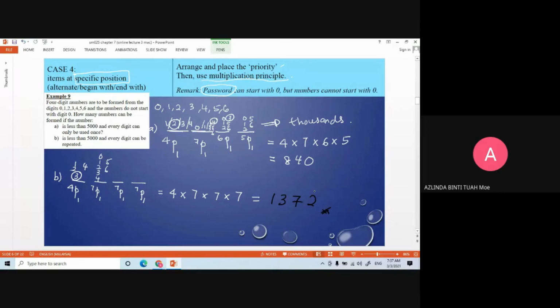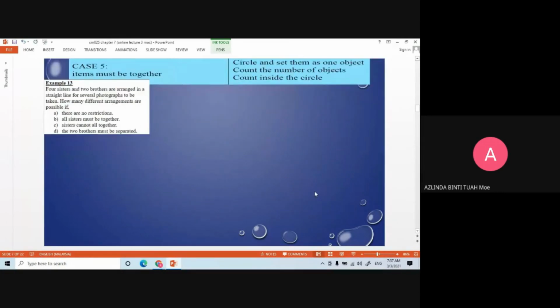Okay, soalan yang seterusnya, case number 5. Items must be together. So, keyword yang perlu ada dalam soalan mesti kena ada permutation, mesti kena ada arrangement. Lepas tu, certain items must stick together. Okay, macam mana nak cara jawab? Circle and set them as one object. And then count the number of objects. And then count inside the circle.